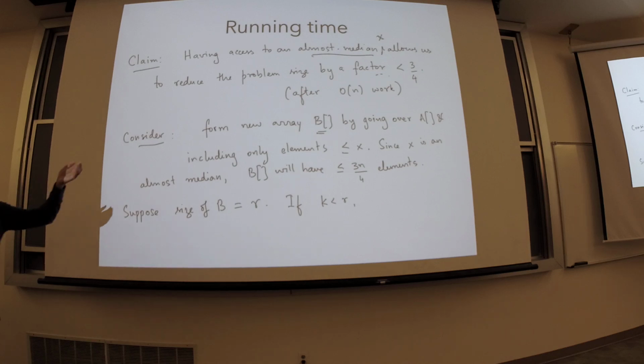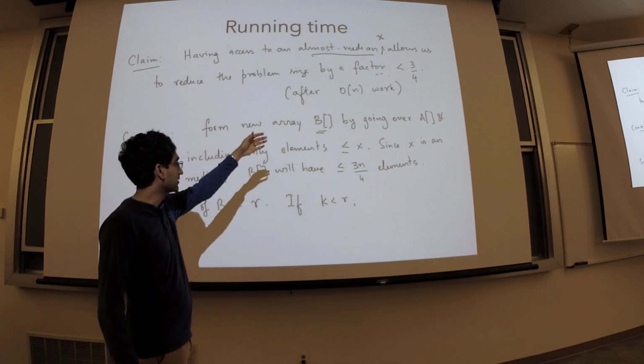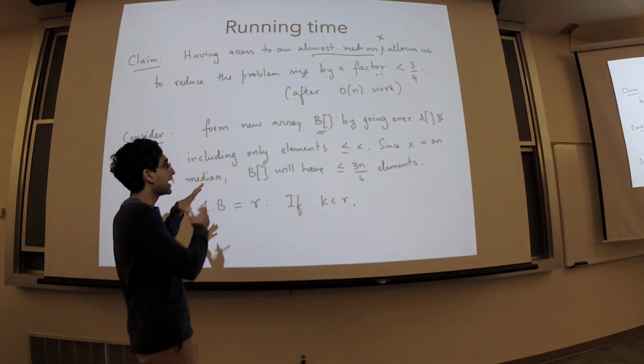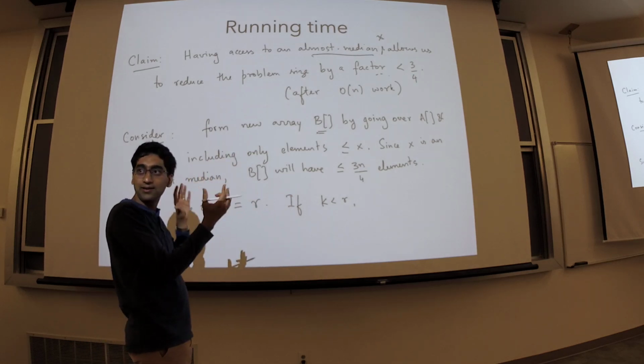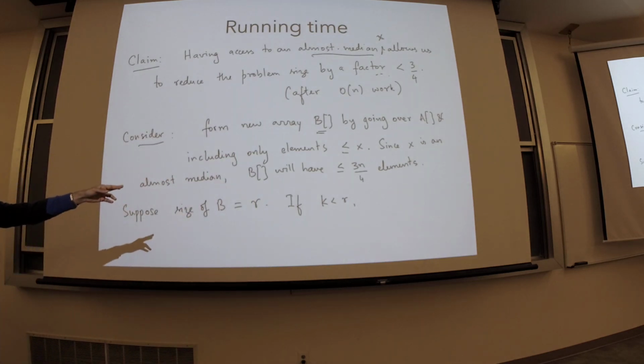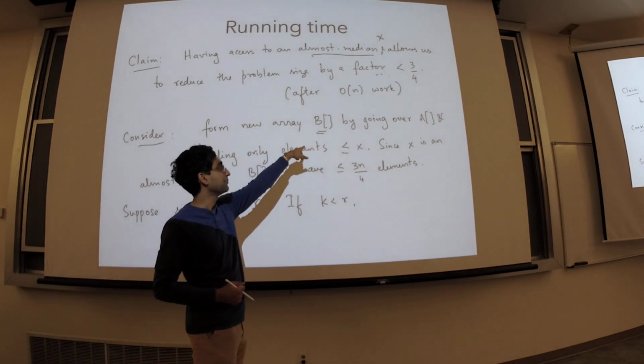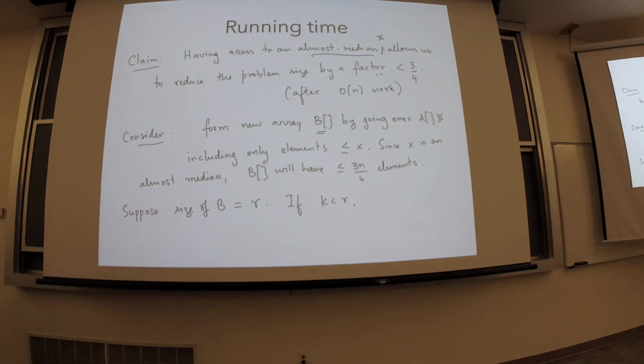No, because x was the rth smallest element, and you've included everybody less than x in this new array B. Okay. So in particular, it will have the kth smallest element, and more importantly, the kth smallest element in the whole array is also the kth smallest element in B. Okay, so if k is less than r, then the kth smallest element in the whole array A is also the kth smallest element of B. Okay.